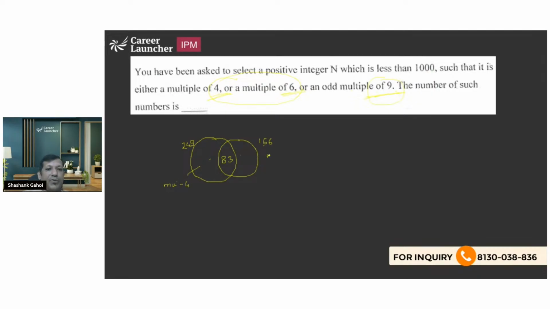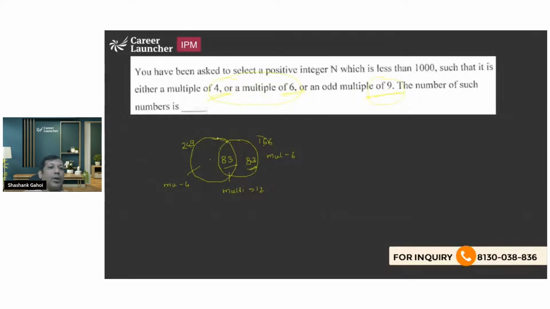This is a multiple of 6. And this is a multiple of 12. And why are multiples of 12 in common? Because they are part of both. ठीक है. And this is going to be 83, because the total sum is 166. Out of 166, this is 83. So this is also going to be 83.